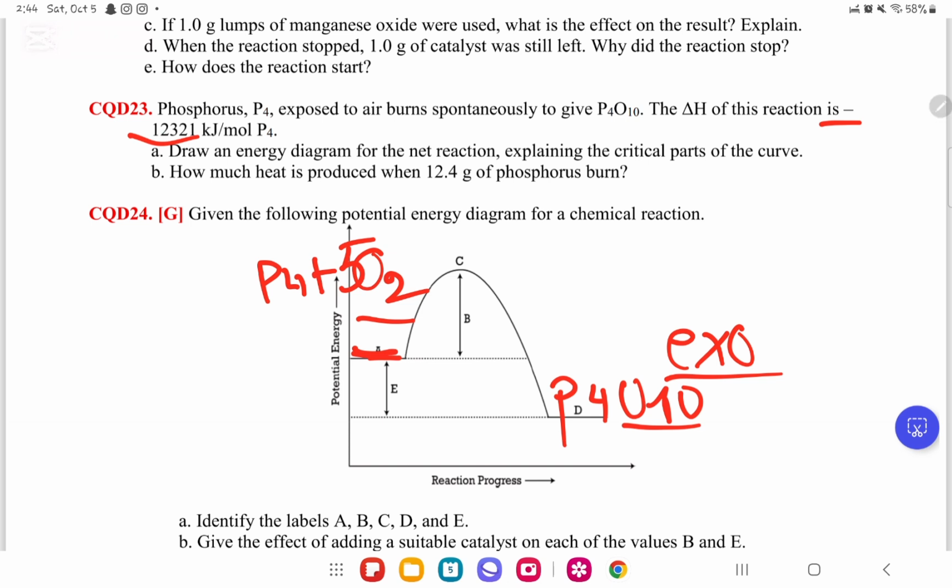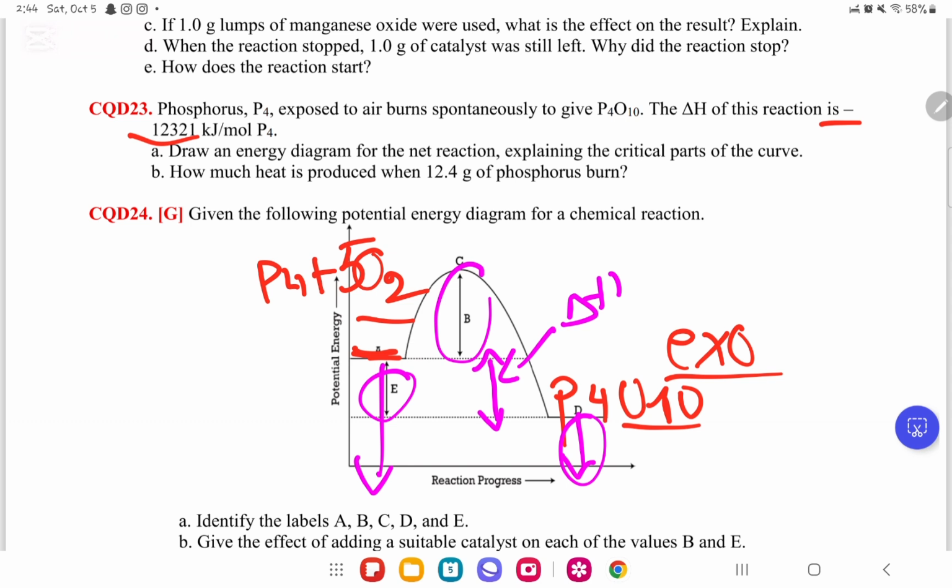Now, of course, the critical parts of the curve, this is the potential energy, this is the energy of the reactants, the energy of the products, the activation energy of the forward reaction, and then this is the heat of reactants and this is the heat of products. But here, from the reactants to the products, this is our delta H. All right? So that was for part A.